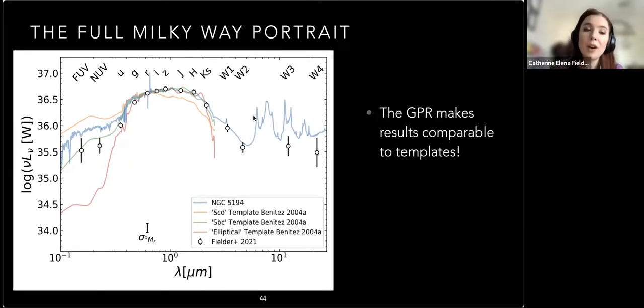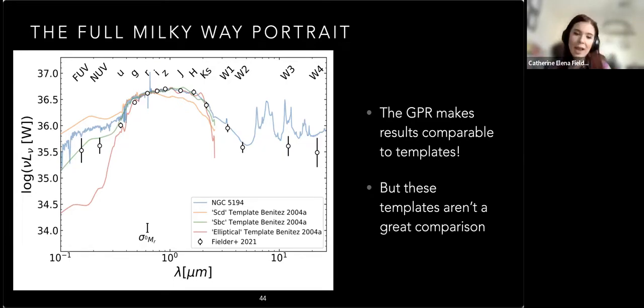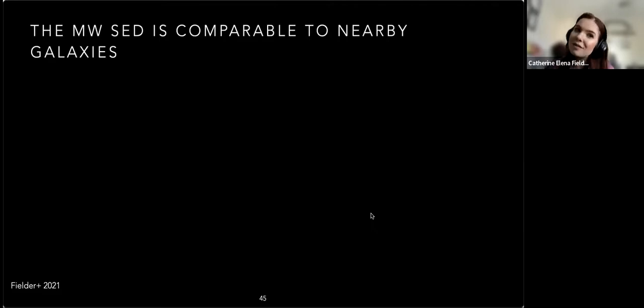But overall, we can see that GPR makes results comparable to templates. So that's already great, right? At least we have something comparable to averages of SEDs. But again, these templates are a great comparison, especially because of the lack of bias, and also because these templates are averages of a handful of galaxies, 5 maximum. So it's not that informative.